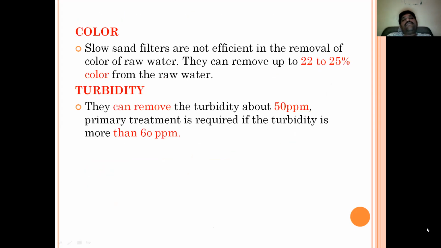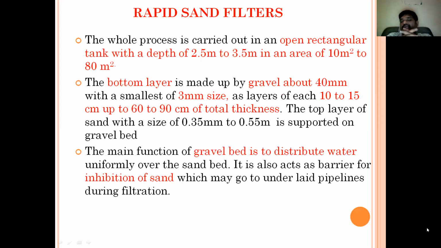Color, only 20 to 25% of color can be removed in this method, and it is not suitable when the turbidity of water is more than 60 ppm. That's what we have seen. Now we are entering into the rapid sand filters.